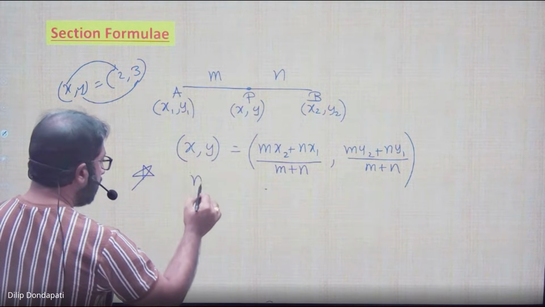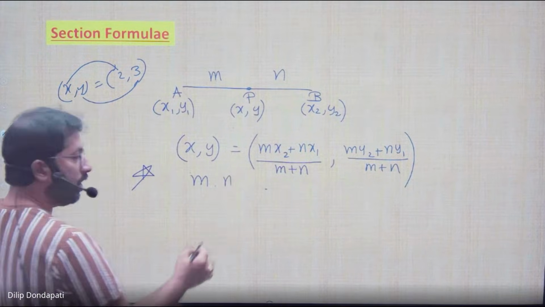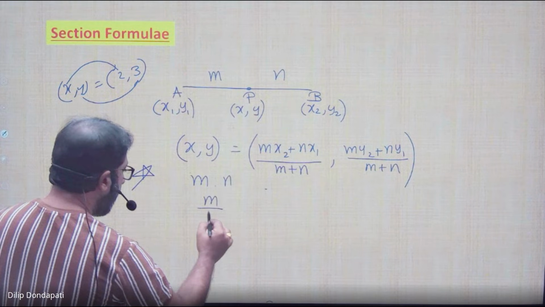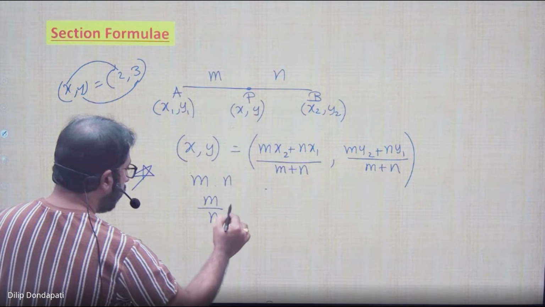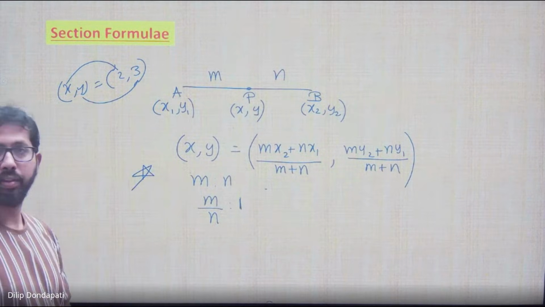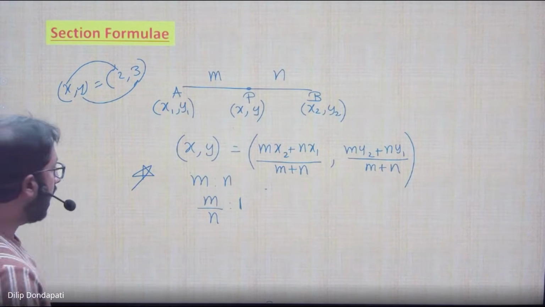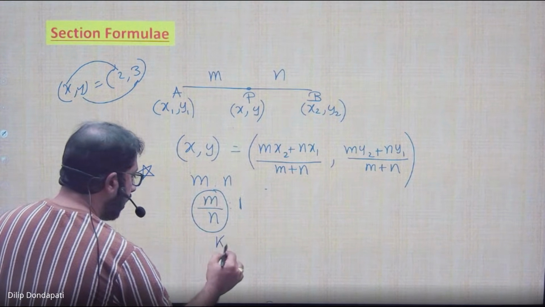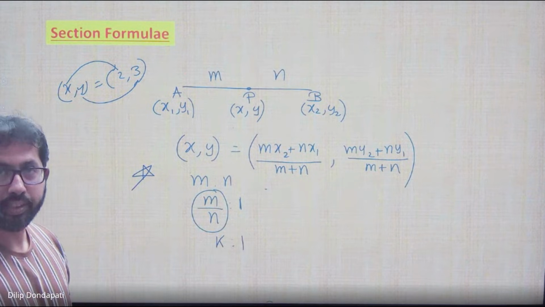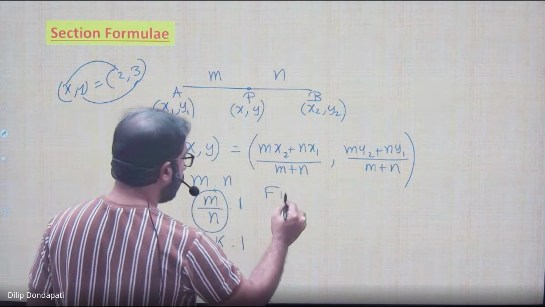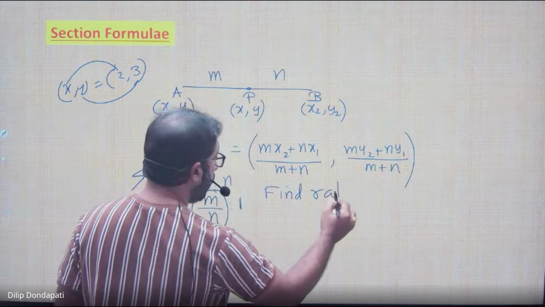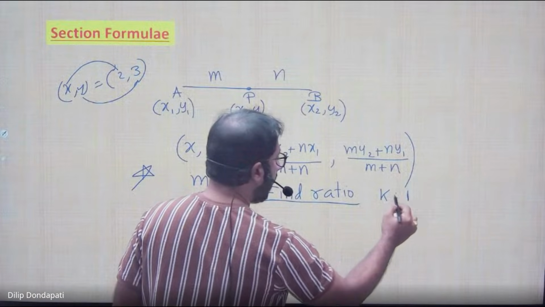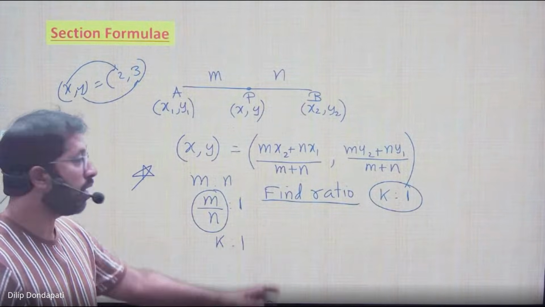Finally we have to find m is to n, right? I can write it like this: m by n is to 1. Both are the same only. M by n I can take as some constant k. So k is to 1. That means whenever they say find the ratio, you simply take k is to 1 always.